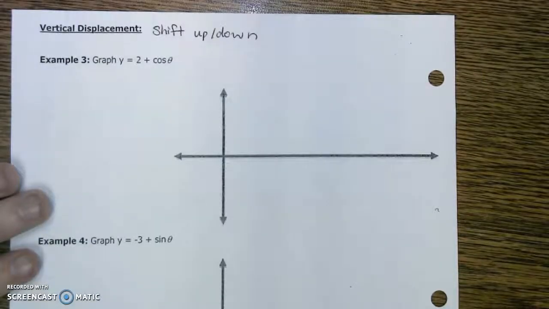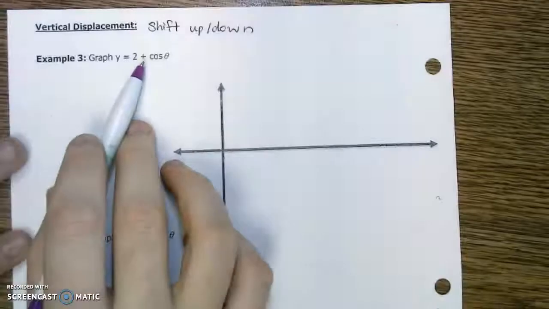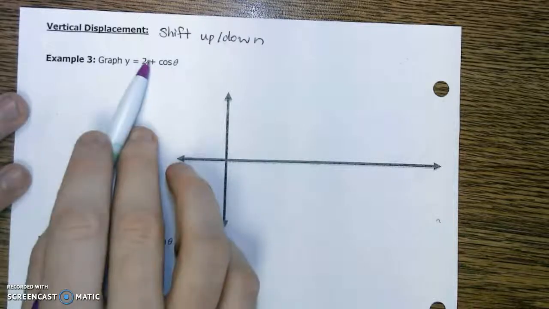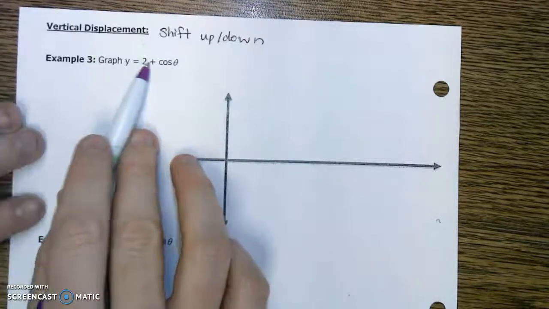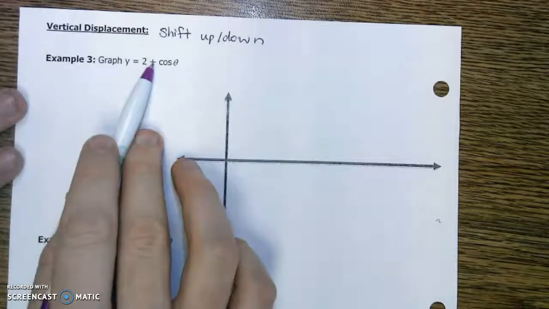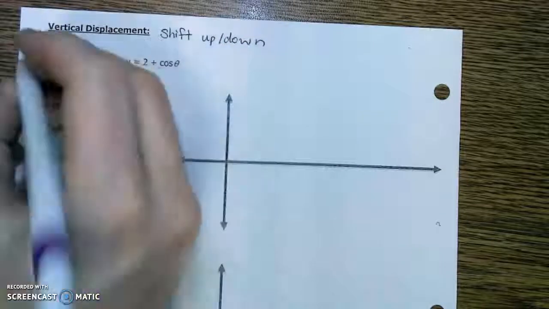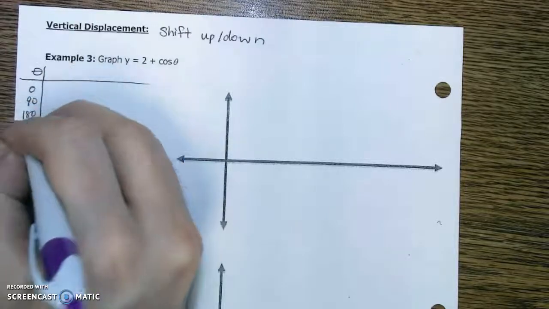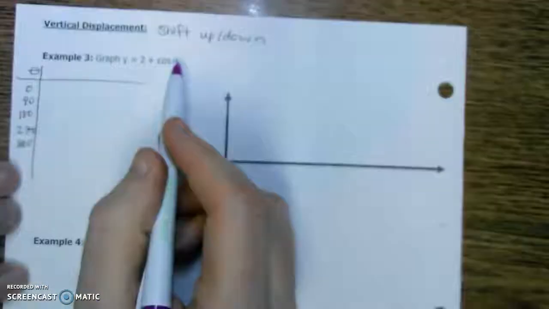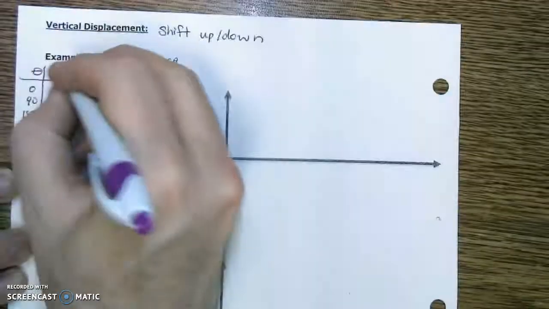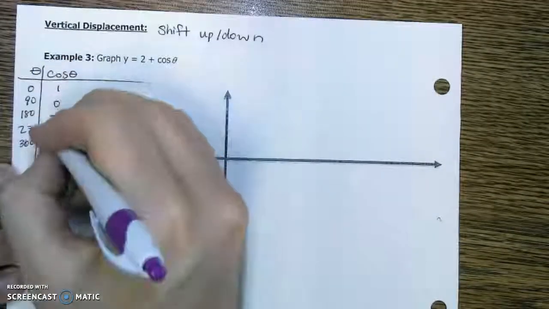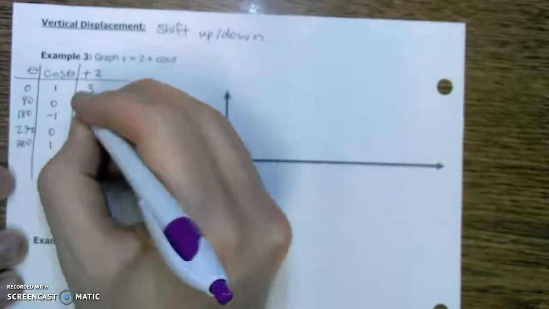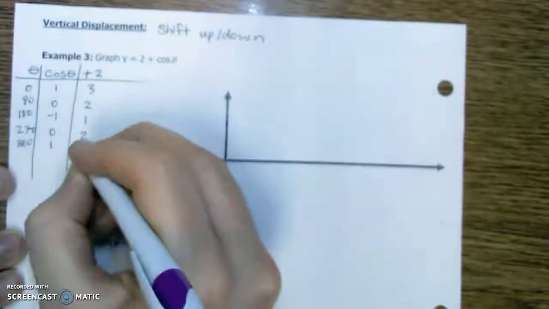Vertical displacement is a shift up and down in the graph. And you're going to see that when you're adding or subtracting a number outside of the trig function, so it's not touching theta at all. It's off to the side, usually in front. So if we're going to add 2, that means I'm going to change all my y values and increase them each by 2. So when I make my table, theta is not changing because there's no number on theta. So that's 0, 90, 180, 270, 360. Then I can put my cosine values, which would be 1, 0, negative 1, 0, 1. And we are adding 2 to each of these cosine values. So that would be 3, 2, 1, 2, 3.